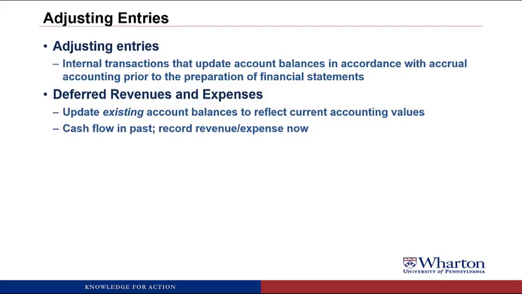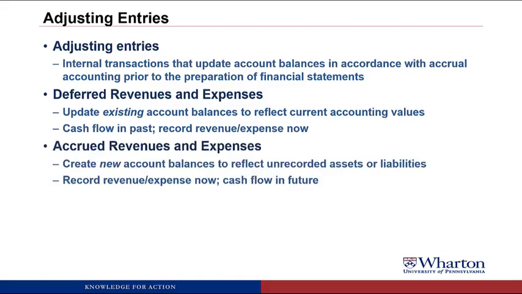There's two big categories of these entries. The first are called deferred revenues and expenses. In this case, we're updating some existing account balance to reflect its current accounting value. This happens when there's been some kind of cash flow in the past, but we need to record revenues or expenses now. The other big category are accrued revenues and expenses.